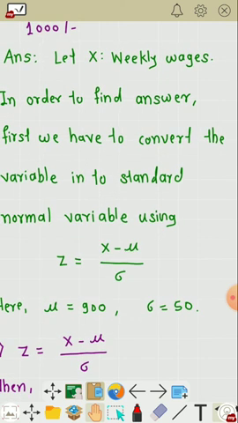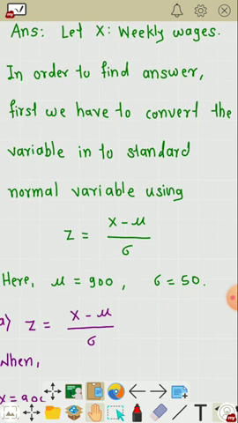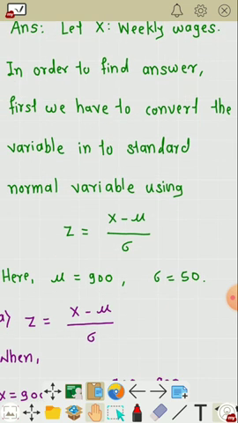In this transformation, mu is the mean of normal variable x, and sigma is the standard deviation of normal variable x. So here the mean mu is given to be 900 and the standard deviation is given to be 50.